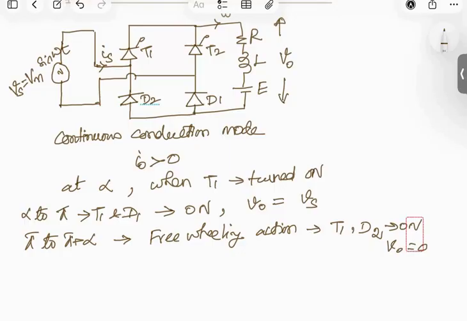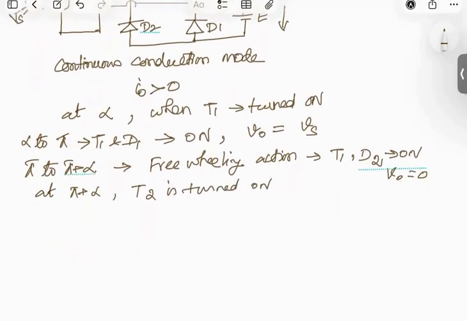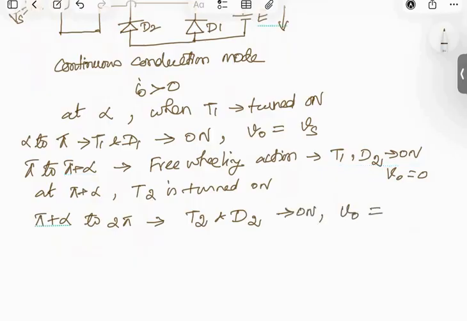Now at pi plus alpha, T2 is turned on. So from pi plus alpha to 2 pi, we will have the conduction of T2 and D2. This will result in the output voltage V0, which is going to follow minus Vs.